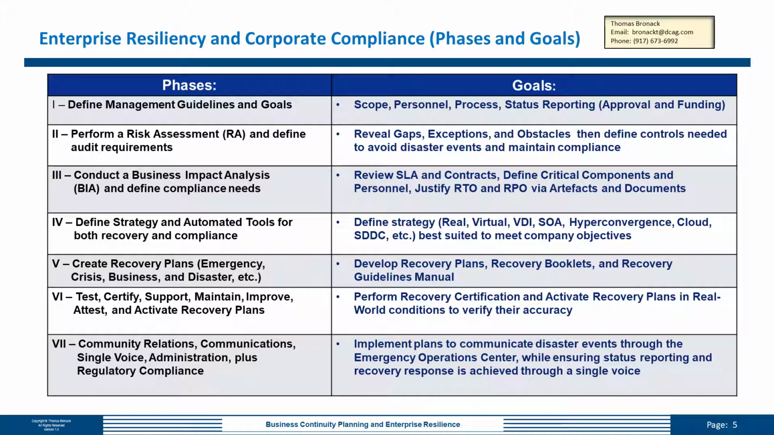Management is engaged in the first phase to agree on the direction best suited to achieve the goals and objectives of this project. A risk assessment is then performed to uncover any gaps, exceptions, and obstacles that would impede your ability to achieve the goals and objectives already agreed on by management. The business impact analysis phase is responsible for reviewing business location and departments to define their critical assets and services provided.